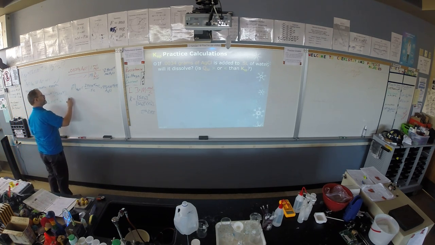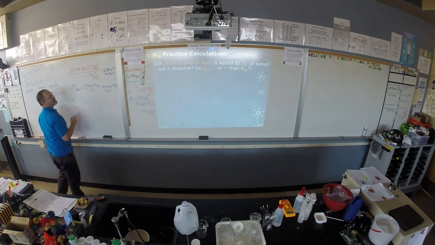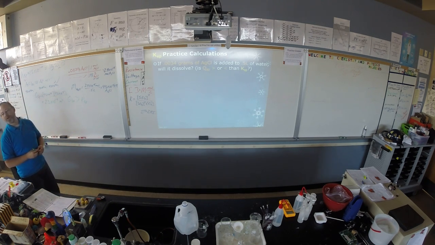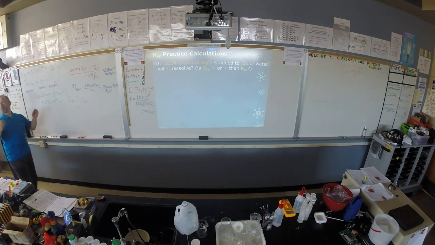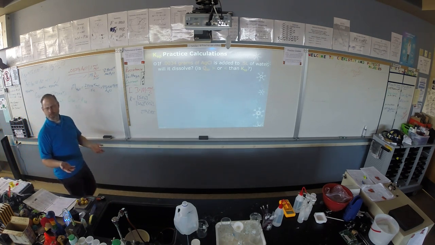So we have a situation where our QSP is now larger than our KSP, and the question says, will it dissolve? And the answer is no. It will not all dissolve. We are trying to squish more ions than God said we can. God says 1.8 times 10 to the negative 10, and we say we'd like to do 2.3 times 10 to the minus 9, and it's like, nope, this is too much. We're trying to squish too many ions into solution. Does that make sense?